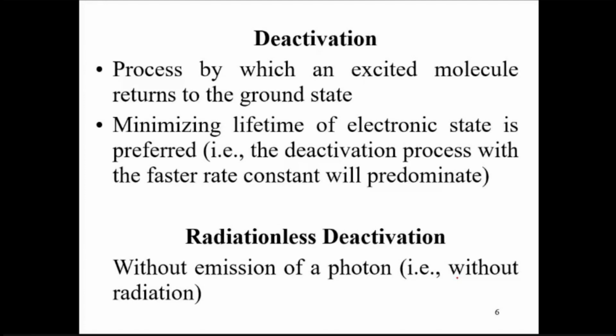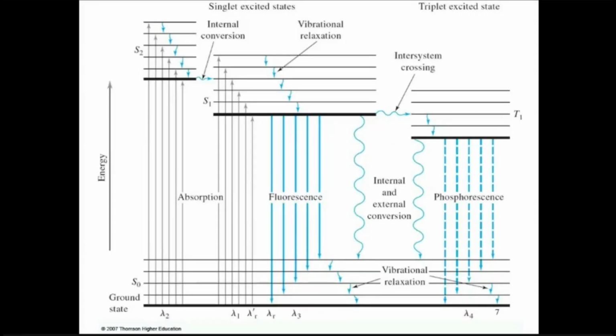Now, radiationless deactivation. This is the deactivation in which the molecule loses energy without emitting a photon, without radiation. It is shown in a Jablonski diagram. What does the Jablonski diagram show? It shows how a molecule gets excited and how it comes back to the ground state by releasing the energy in the form of vibrations or in the form of radiation.